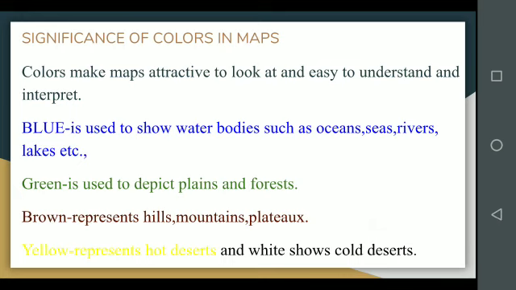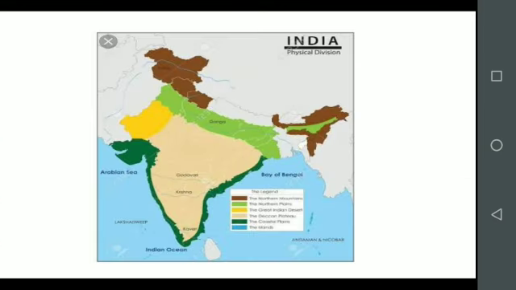Let's understand this with the help of a physical map. So this is the map of India showing the physical divisions, and there is a legend given here depicting the colors. So the brown color region is the extent of the northern mountains of our country.